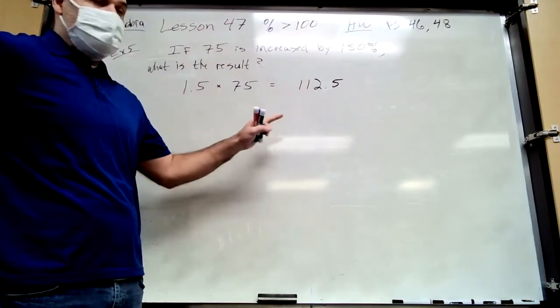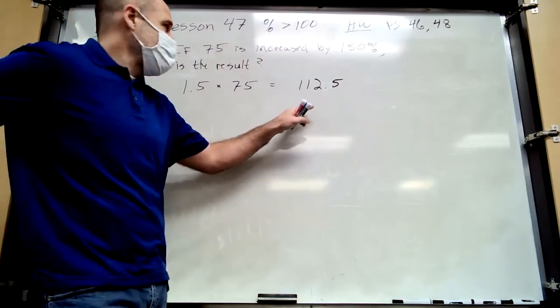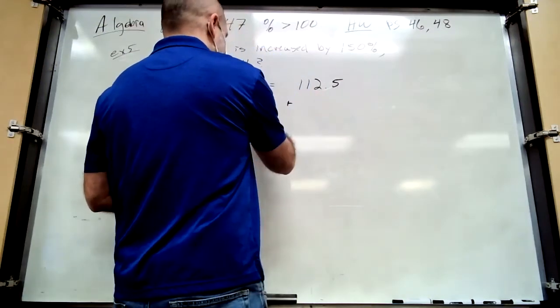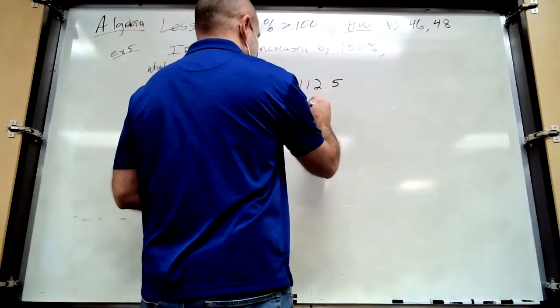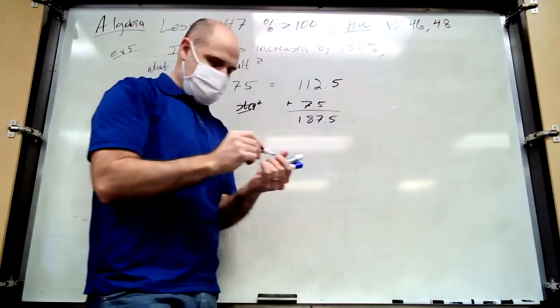So the result after you increase it, how do you figure out what you end up with? Elian, what do you got? You just add it to 75. Yes, step 2, don't forget. Step 2, add it to 75, and you get 187.5.